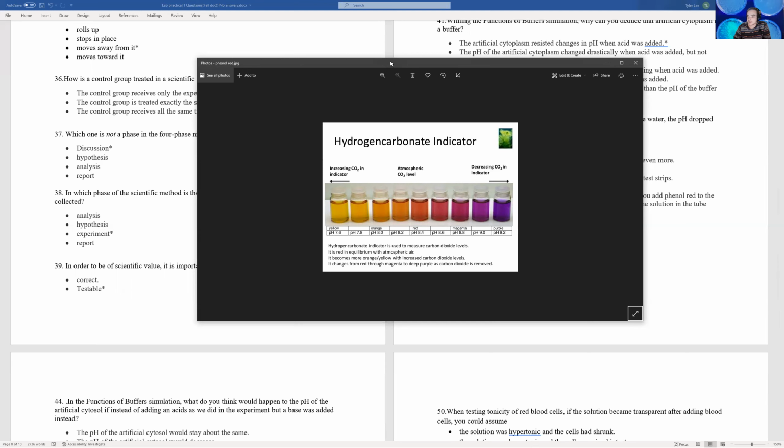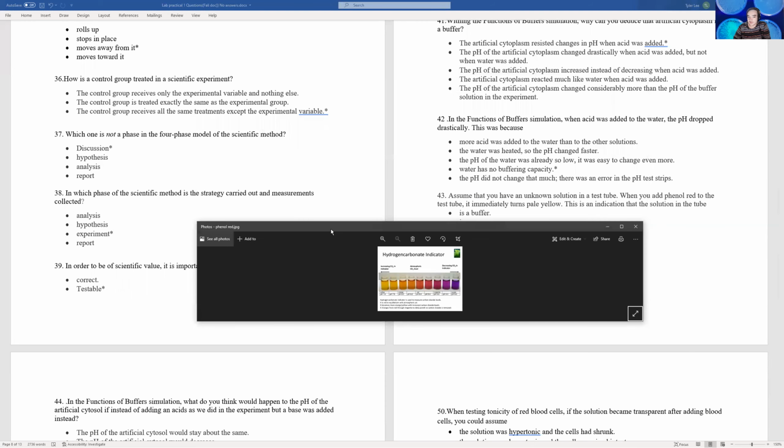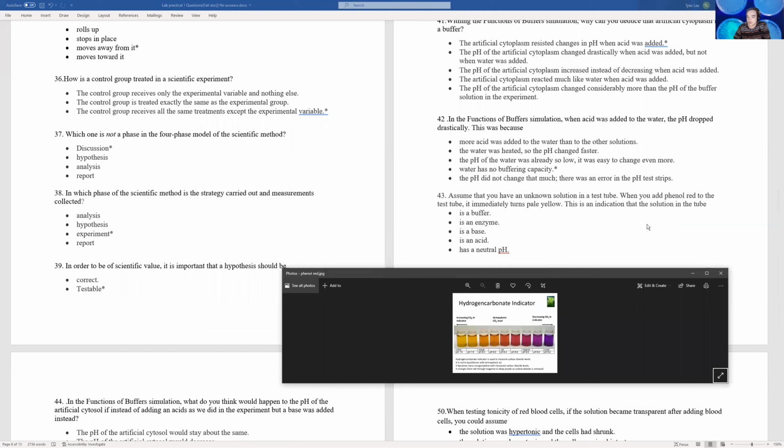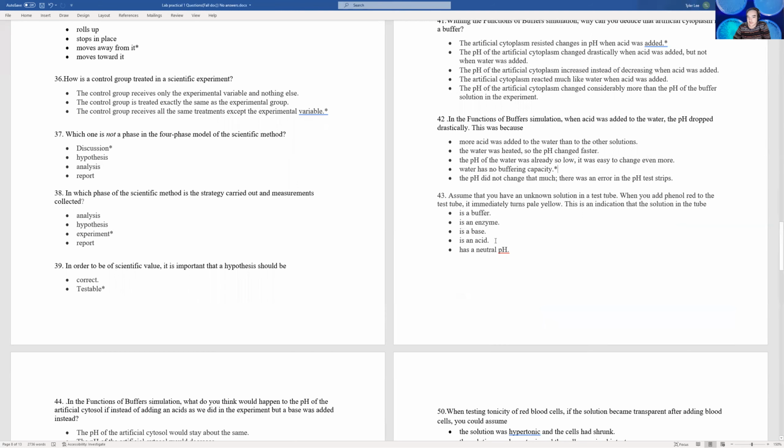So if we have a solution, as we have in this question here, we add phenol red to the solution, and it immediately turns yellow, then that would tell us that the solution is an acid. Because phenol red is a pH indicator. So if it immediately turns yellow, that means it's in an acid. So it's become very acidic. So that would let us know that that unknown solution is an acid.